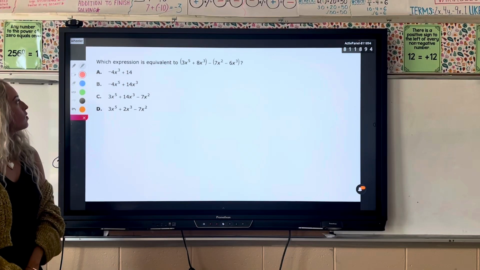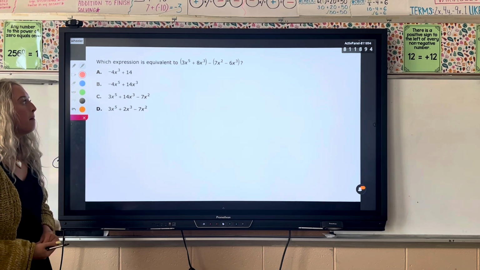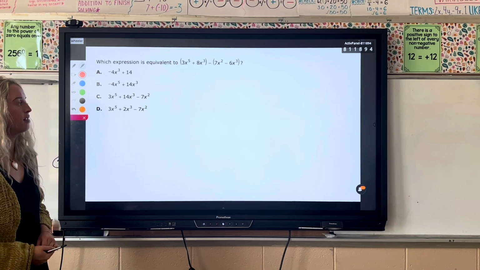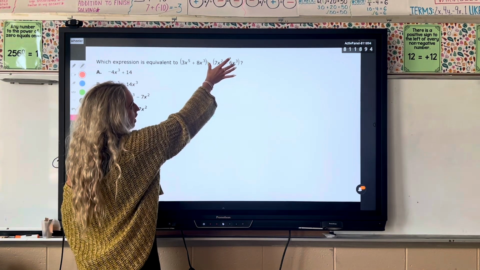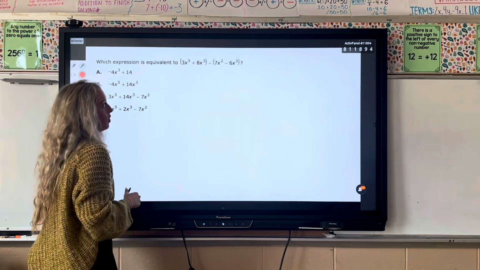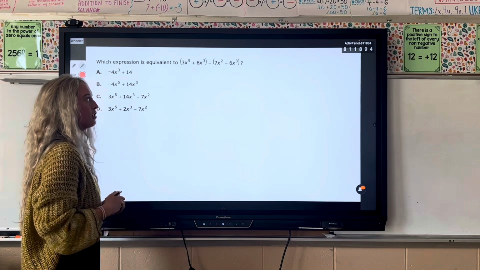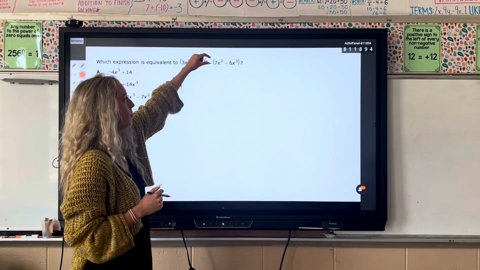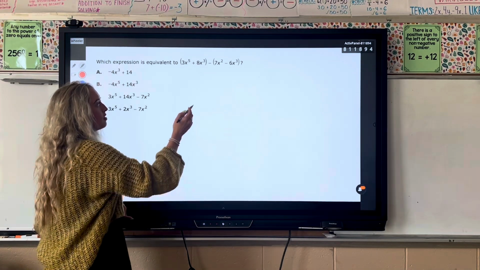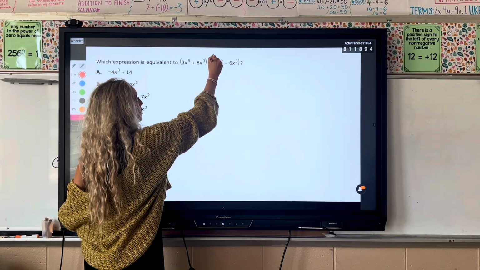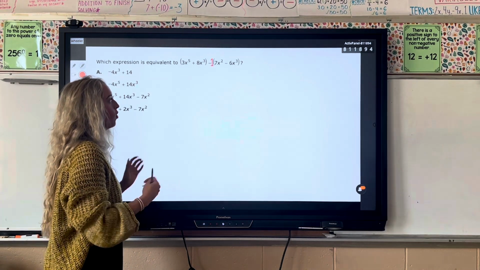The next question here says, which expression is equivalent to 3x to the 5th plus 8x to the 3rd minus 7x squared minus 6x to the 3rd? So if you notice, I'm taking this entire binomial and subtracting it from this binomial. So I need to think about this as distributed subtraction because I'm not just subtracting this one term here, I'm subtracting both of them. So the one thing that I always tell my students is to imagine that you have an invisible -1 that's out in front of this binomial.